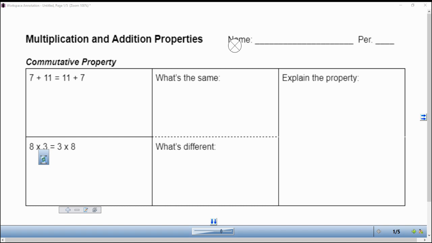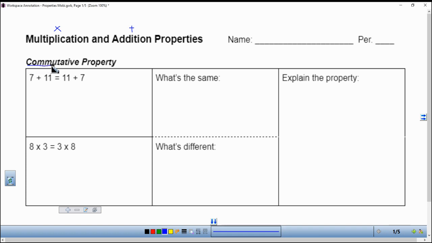So we're going to take a look at three different properties, three different helpful rules, and keep in mind that these rules only relate to multiplication and addition. That's it. Okay? All right. So the first property we're going to look at is called the commutative property. Now, I want you to write this down with me.